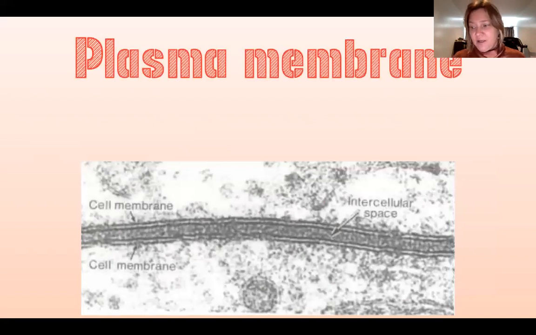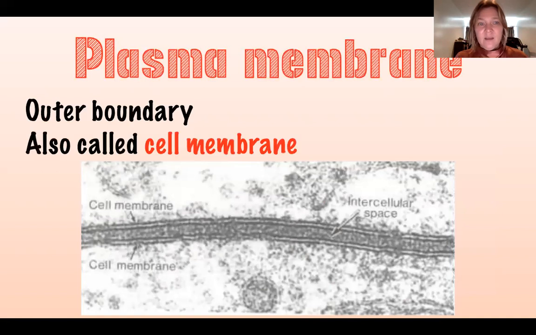The outer boundary is called the plasma membrane. Another name for it is cell membrane. I honestly don't care which term you use, whichever one you like the best. I will interchange both of them because it means the same thing. Plasma membrane and cell membrane.